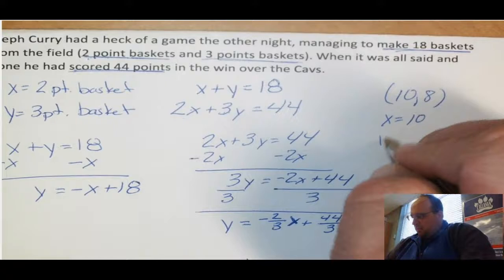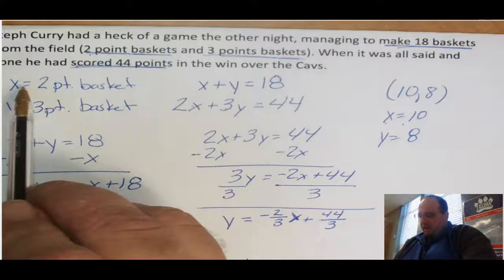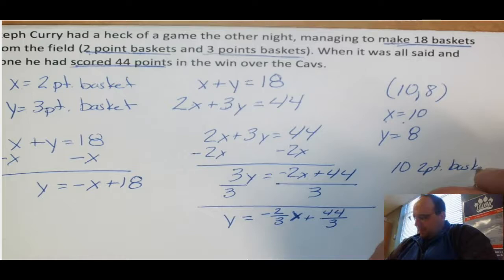So I'm going to take a look, and since x is my 10, that's the number of two-point baskets. So he made 10 two-point baskets. He made 8 three-pointers, or 3-point baskets.